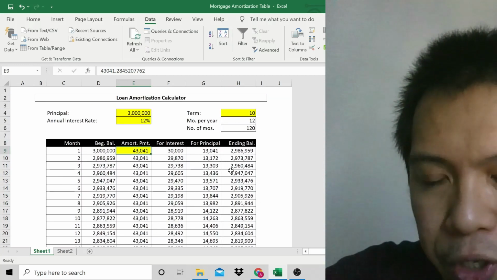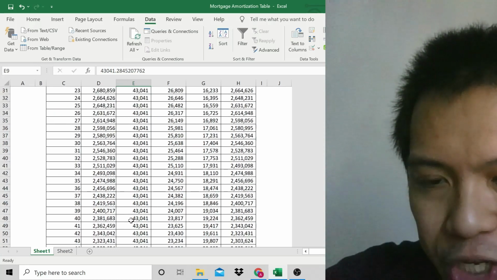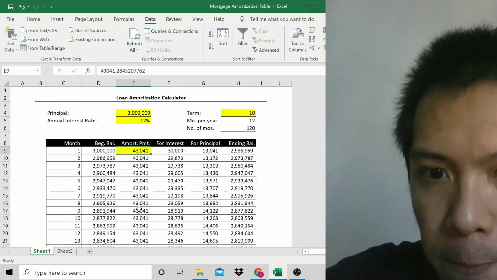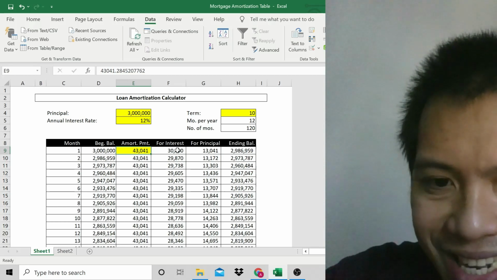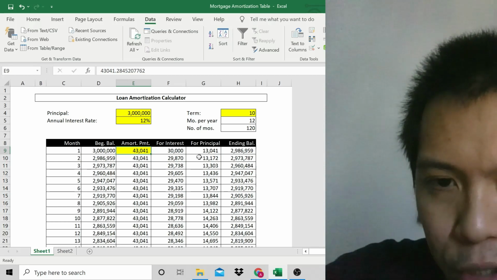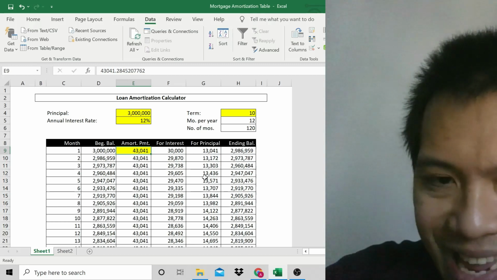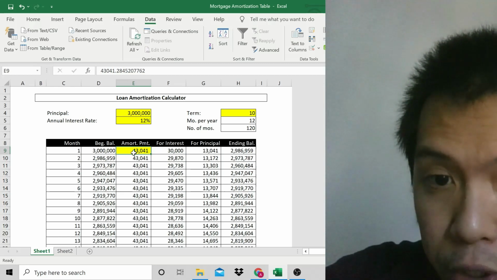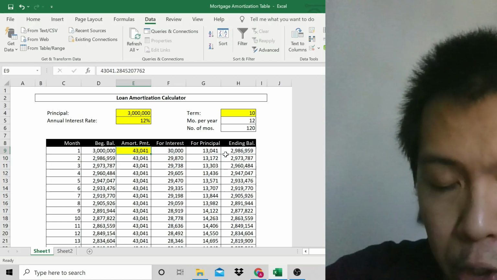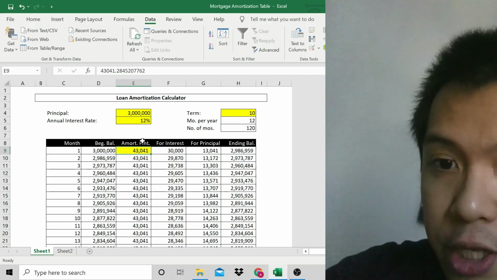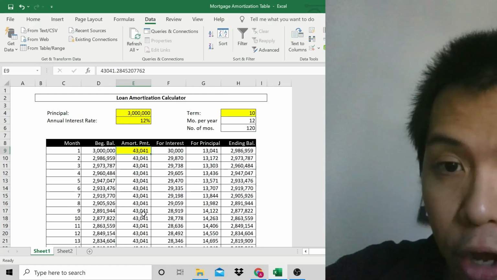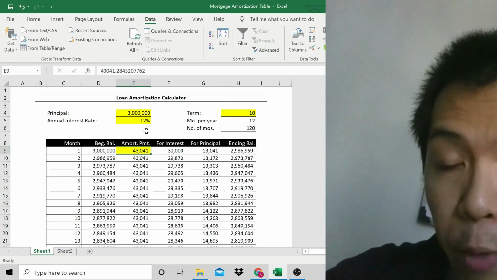And there you go. You now have the amortization payment, which is not going to change. It's 43,041 pesos all throughout. The interest payment is decreasing as time passes by, and the amount going to the principal increases as time goes by. Naturally, they both come from the amortization payment, so the sum of them should be equal to the amortization payment. So whatever is being asked for, especially the amortization payment, you would be able to answer. So that would be it in the preparation of an amortization table for a mortgage loan.